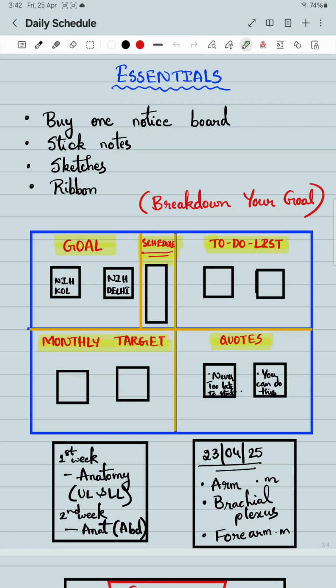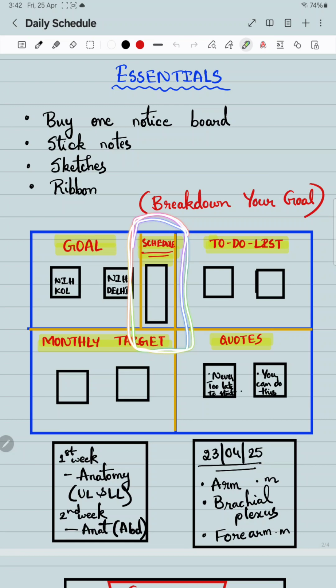This board should be in front of your study desk. Whenever you're studying and you get diverted or go into a trance in between, which usually happens, it's nothing new, you can go through those quotes and come back to your focused journey. And have a small section for schedule.